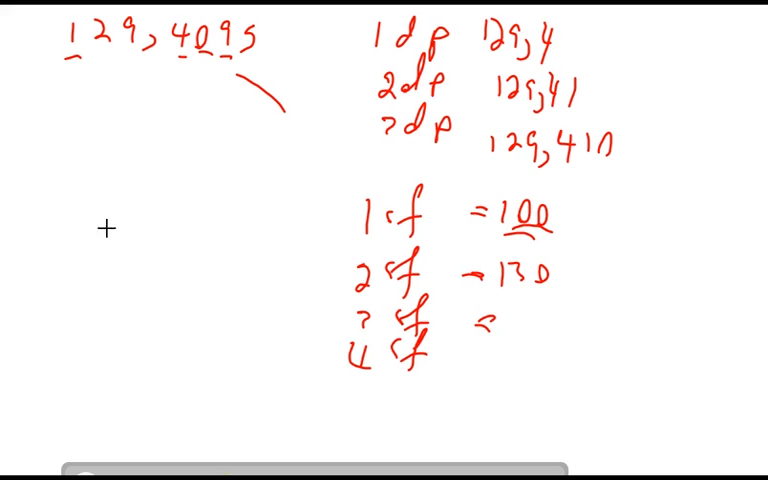Then the next one, to 3 significant figures, 1, 2, 3. Then we consider this, which is less than 5, so it simply remains as 127. Then let's look at the next one, to 4 significant figures, 1, 2, 3, 4. Then if you consider this, it is less than 5, so it becomes 127.4. Okay, so that's all you need to remember on significant figures and decimal places.